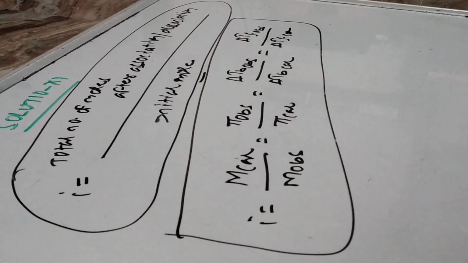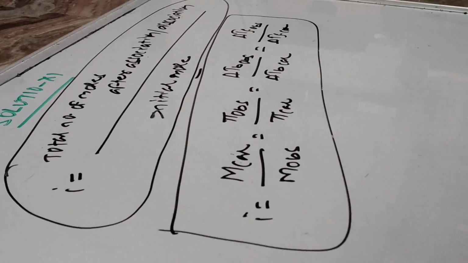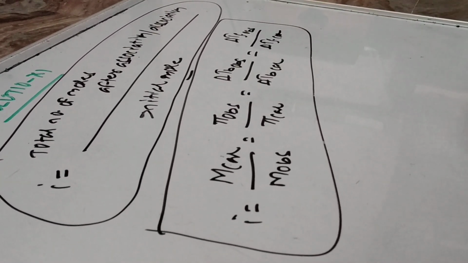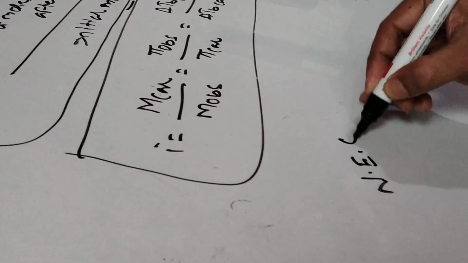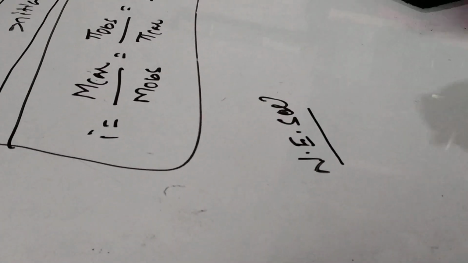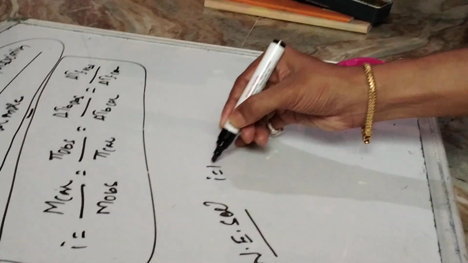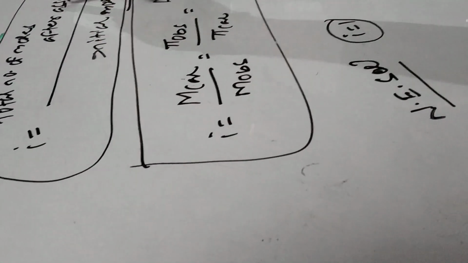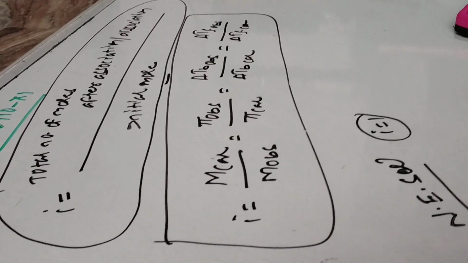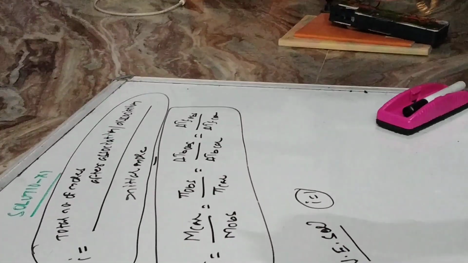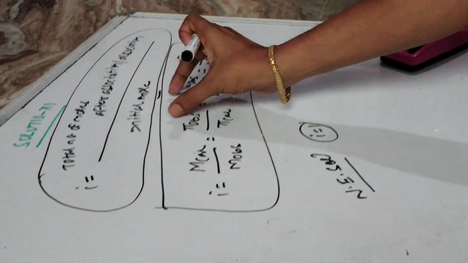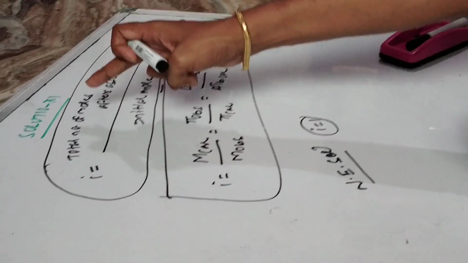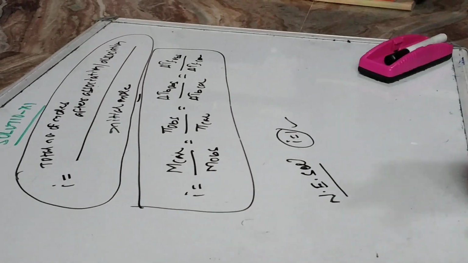When we calculate the i value, we should first know whether our solution is an electrolytic solution or a non-electrolytic solution. If the solution is non-electrolytic, meaning electricity cannot pass through it, for those types of solution i is always equal to 1. Why? Because we know the formula of i is total number of moles after association or dissociation divided by initial moles. As the solution is non-electrolytic, there is no association, no dissociation. So the initial moles equal the total moles of solute in solution. That indicates i will be x by x, and that will always equal 1 for a non-electrolytic solution.